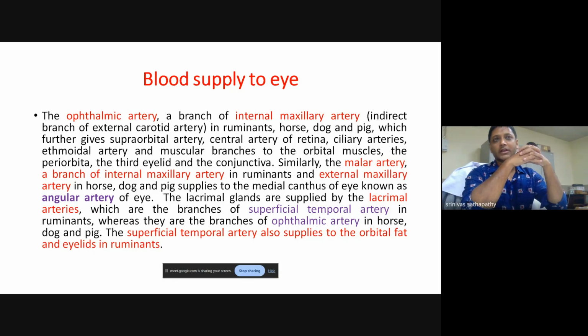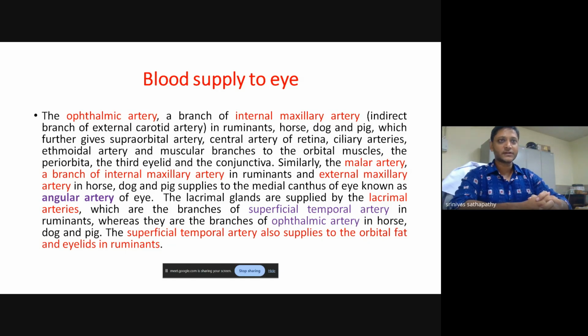Now further, the ophthalmic artery, as it supplies different parts of the eye, is divided into the supraorbital, that is the upper border of the eye, the central artery of the retina, which mostly supplies the retina, and the ciliary arteries, as we have shown the ciliary processes and ciliary muscles, which are part of the middle layer of the eyeball, that is the uvea. Then the ethmoidal artery and muscular branches to the extraocular muscles or orbital muscles. Then the conjunctiva, third eyelid, and periorbita, meaning the area surrounding the orbit. All these structures are supplied by the ophthalmic artery, which is a branch of the internal maxillary artery.